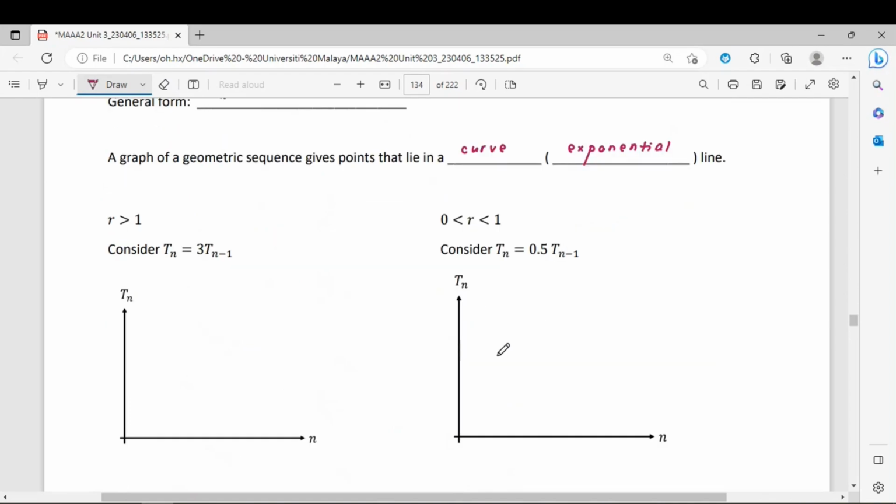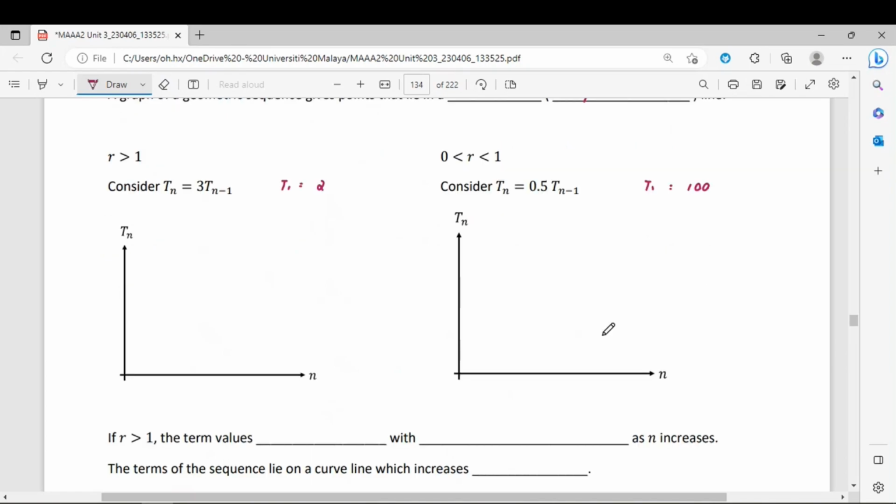using our TI-Nspire. I will just choose randomly, which means you can put any number and you will still get the same shape of the graph. You can try T1 equals 2, for example, and for this one, let's say T1 equals 100. I repeat, it doesn't matter what number you put, we are just trying out.